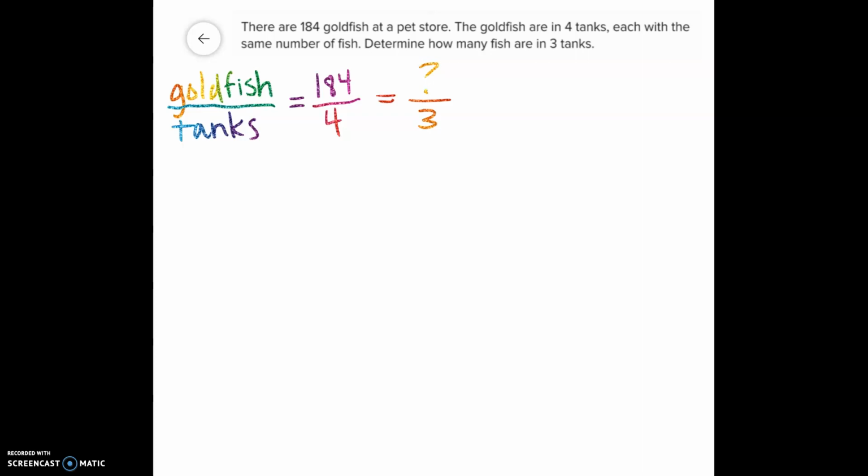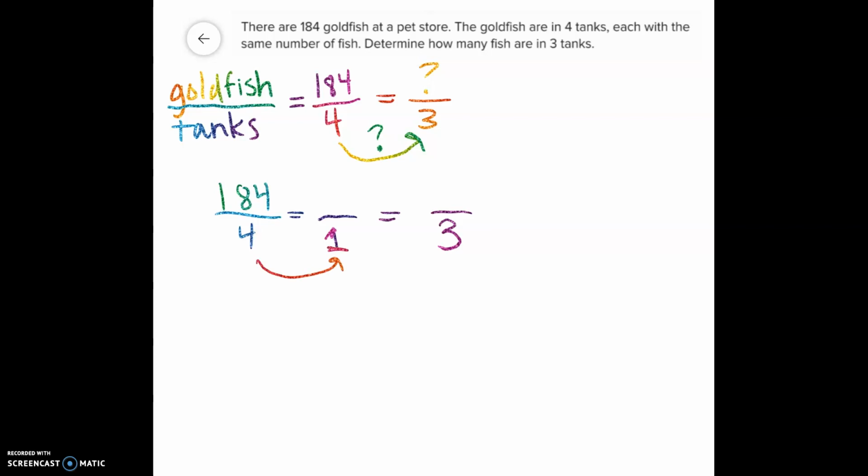So here we are, we're in a situation where there is not a super awesome way to turn a 4 into a 3. So because of that, this is going to have to be a 2-step problem where I take my 184 goldfish in 4 tanks and I find out how many are in 1 tank and then use that unit rate to find out how many are in 3 tanks. So my path is pretty straightforward once I realize that I need to use this unit rate.